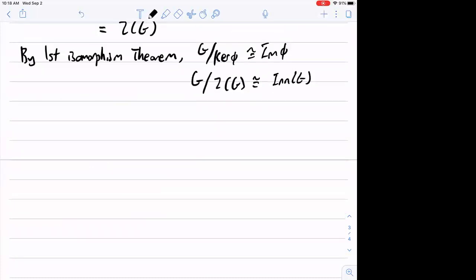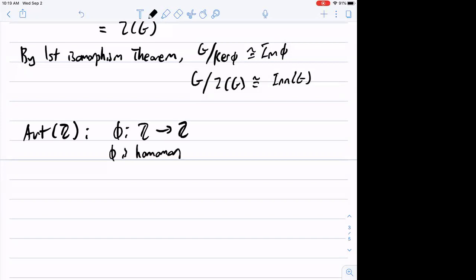So question, let's do examples of automorphism groups. What is Aut of Z? So this is maps phi from Z to Z such that phi is a homomorphism, phi is surjective, phi is injective.